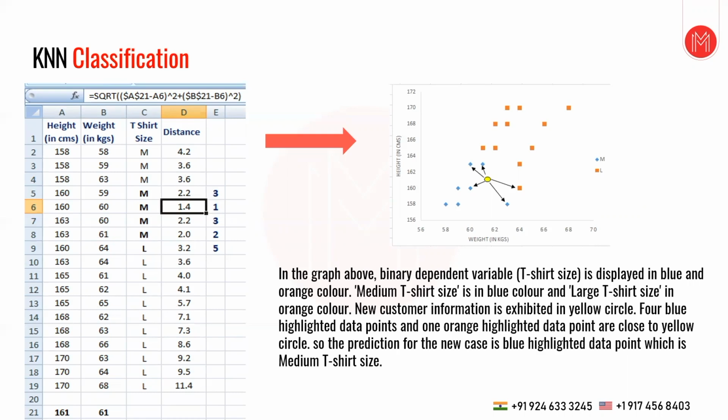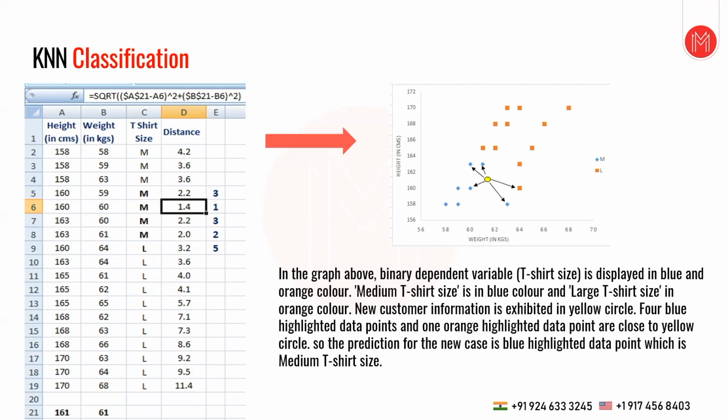In the above graph, the binary dependent variable is displayed in blue and orange. Medium t-shirt size is blue, and large t-shirt size is orange. The new customer is shown in yellow. The blue and orange highlighted data points are close to the yellow circle. The prediction for the new case is the blue data point, which is medium t-shirt size. That's how we explore k nearest neighbor classification.